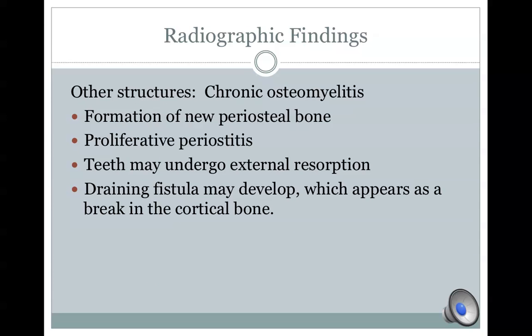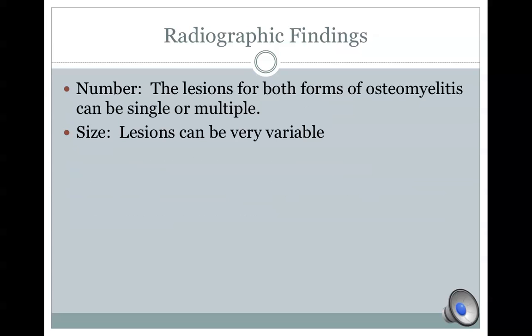Formation of new periosteal bone is often associated with chronic osteomyelitis. Radiographic proliferative periostitis may also be seen. Teeth in the affected region may undergo external resorption along the whole surface. Draining fistula may develop, which appears as a break in the cortical bone. The lesions for both forms of osteomyelitis can be single or multiple. The size of the osteomyelitic lesions can also be variable.